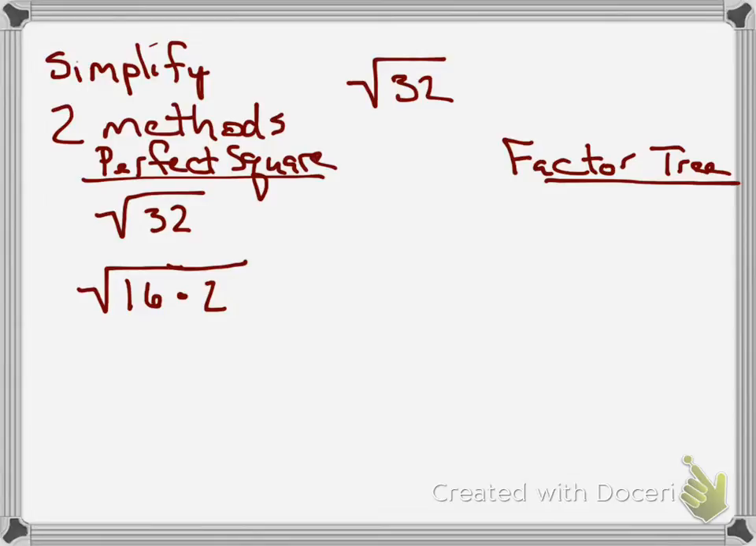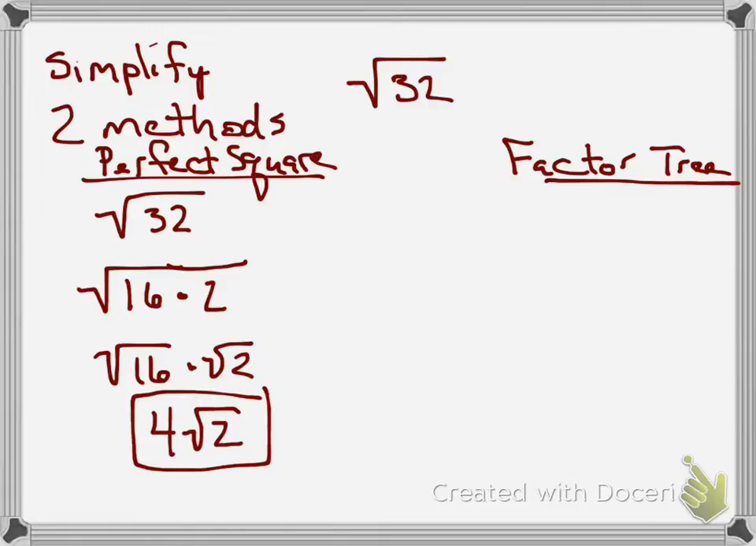Now, what's the square root of 16? The square root of 16 is 4, and that would be there. And the square root of 2 has no perfect square, so that's it. That's your answer. So the square root of 32 simplified is 4 square roots of 2. That's how you say it. Notice that the one that had an even square root went to the outside, and then whatever was left over stayed inside.